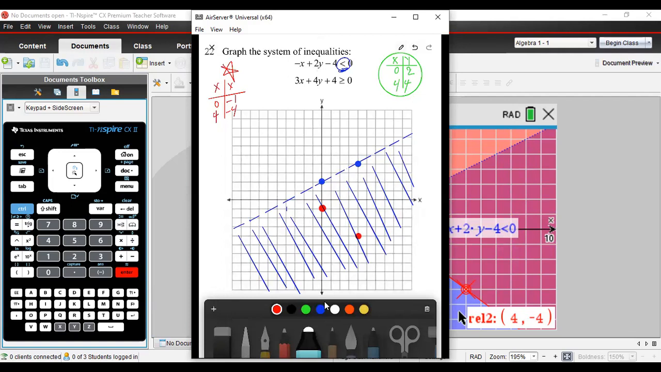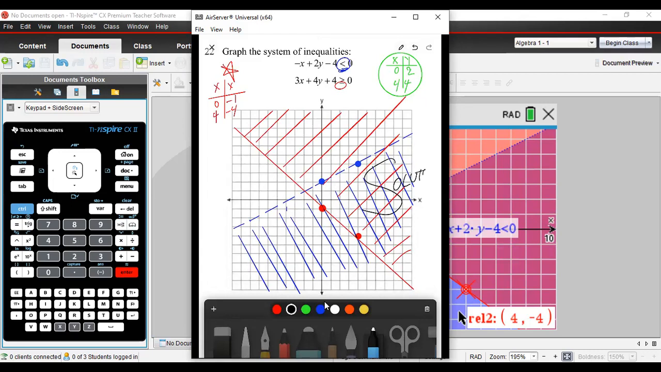There's my second point. Now what I'm going to try to do is draw a solid line all the way down. Now that's not perfect, but you can see what I'm doing. And this is a solid line because it has an equal sign. So now I'm just going to shade above. And now what you should notice is the solution is where it's blue and red. So anything in here is in the solution. And so that's how you would do this.